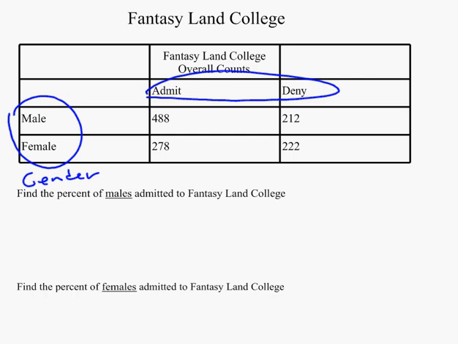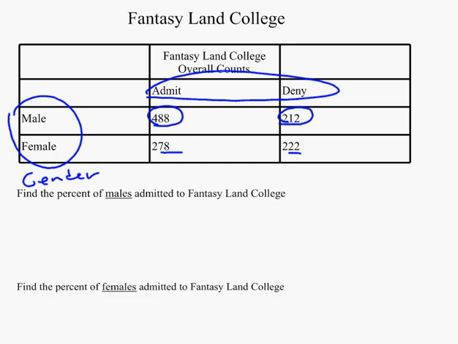So if you look at the number 488 here in the table, what that means is there were 488 males who were admitted to the college. And next to it, there were 212 males that had applied but were not admitted to the college. Below are the similar corresponding numbers for females, here and here. All right, let's start answering some questions, where you'll see we're going to yield surprising results at some point.